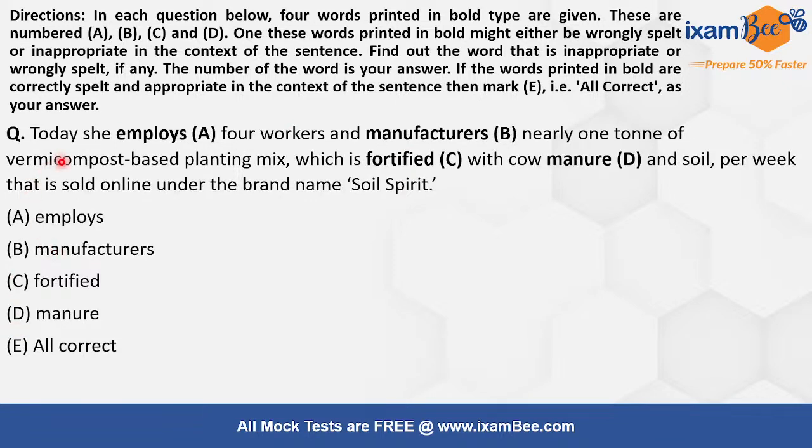So now again it says today she employs four workers and manufacturers, right? Again, it says nearly 1 ton of vermicompost based planting mix. Now, when we read this, the word here is manufacturers, right? But it should be manufacturers, okay? So, B is the correct answer here. It is incorrectly used, right? So, you will mark B as your answer.